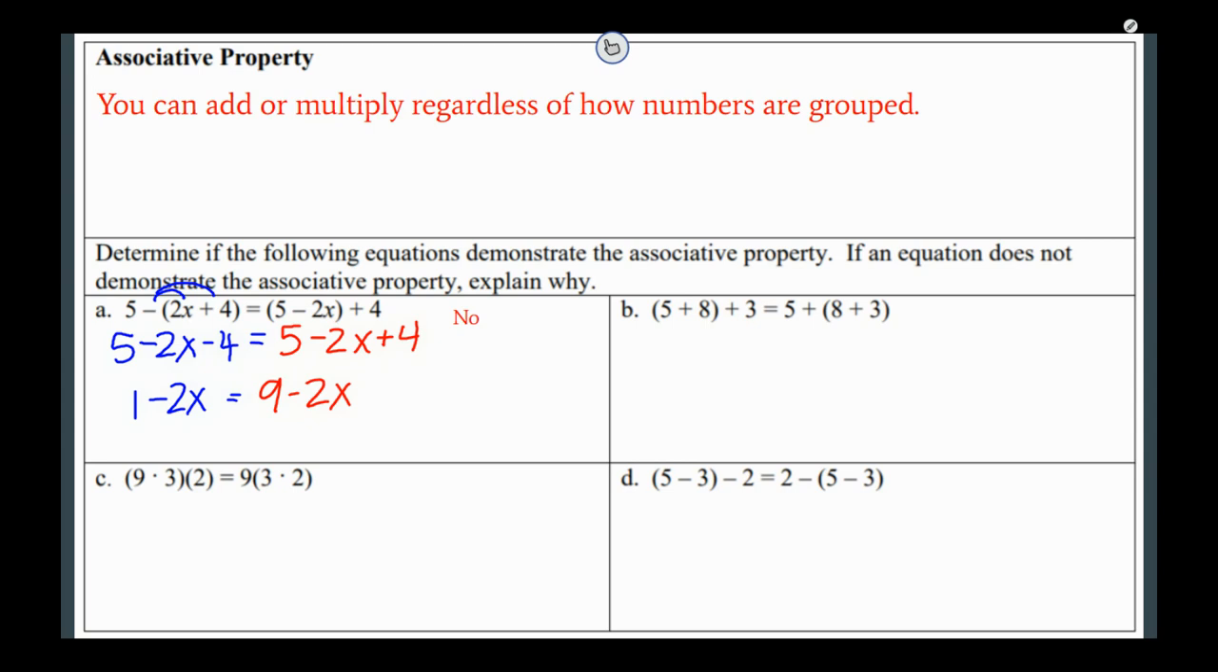For part B, I hope you got that 16 equals 16, so that one is a yes. Part C, I hope you got that 54 equals 54, so that one was a yes. Part D, I hope you got that 0 equals 0, so it's also a yes. Any questions on the associative property?